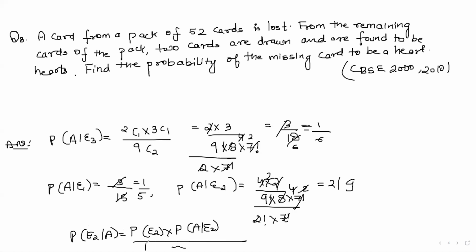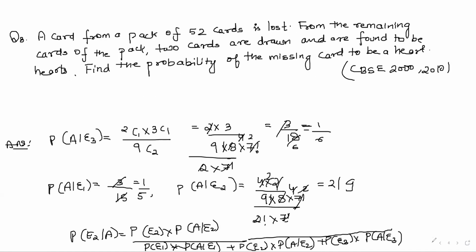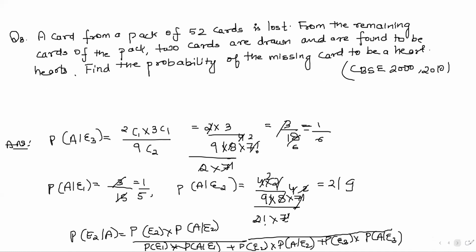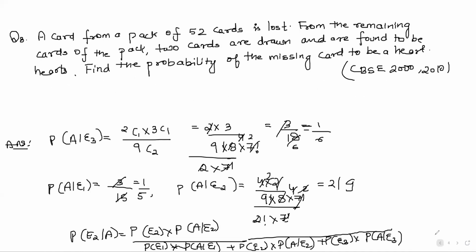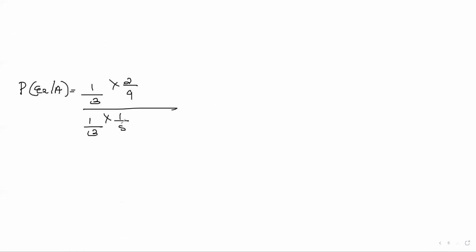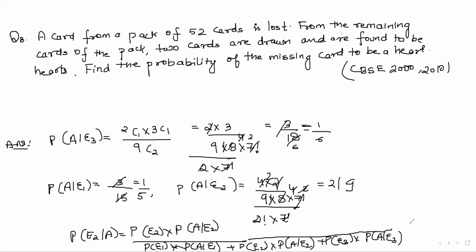This is P(E2) into P(A|E2) by P(E1) into P(A|E1) plus P(E2) into P(A|E2) plus P(E3) into P(A|E3). Now, it is equal to what? P(E2) is 1 by 3, into P(A|E2), which is 2 by 9, by 1 by 3 into the first one, 1 by 5, plus 1 by 3 into 2 by 9, plus 1 by 3 into the last one, 1 by 6.